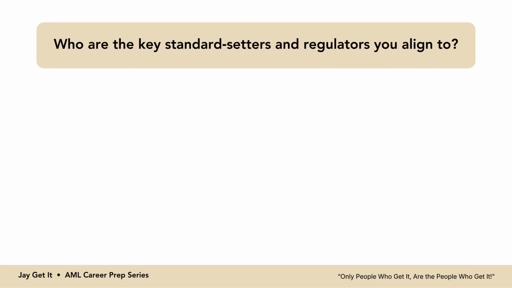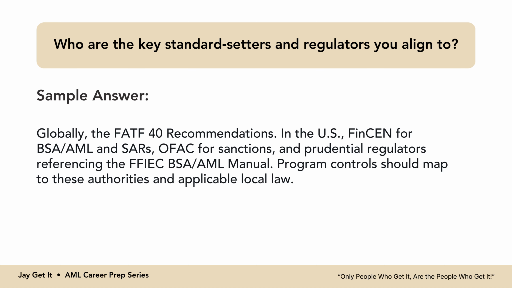Question number 10. Who are the key standard setters and regulators you align to? Sample answer. Globally, the FATF 40 recommendations. In the U.S., FinCEN for BSA/AML rules and SARs, OFAC for sanctions, and prudential regulators referencing the FFIEC BSA/AML manual. My work maps program controls to these authorities.